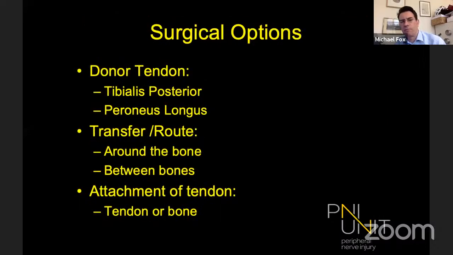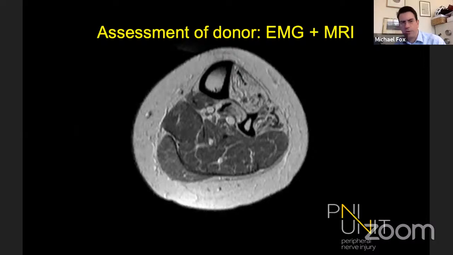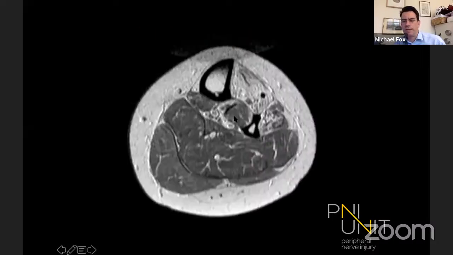So we talked about that. I agree with Thomas. We tend to assess by, if there's doubt, obviously not in the simple common peroneal nerve injury, but if there's doubt about the viability of the transfer, we will also use an MRI scan to look at the quality of the muscle. So you can see there the tibialis posterior looking more denervated distally, for example.